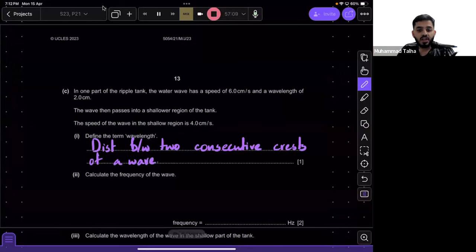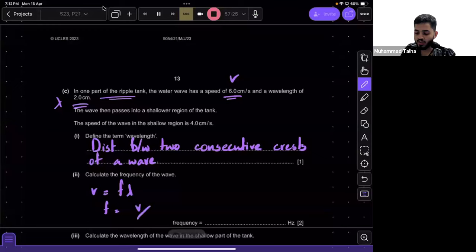Part 2, calculate the frequency of the wave. So for this one part of the ripple tank, we know the speed, we know V, we know lambda, right? So we can find out F, V equals F lambda. So F would be V over lambda. So it's 6 centimeters per second divided by 2 centimeters. So the frequency would be 3 hertz.